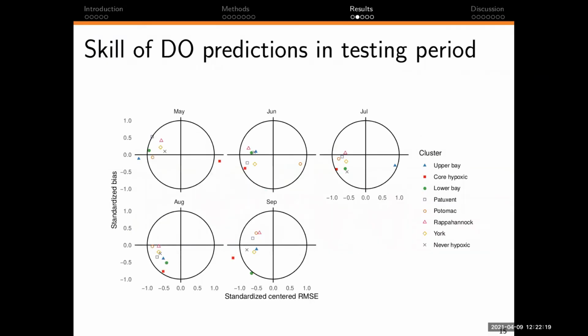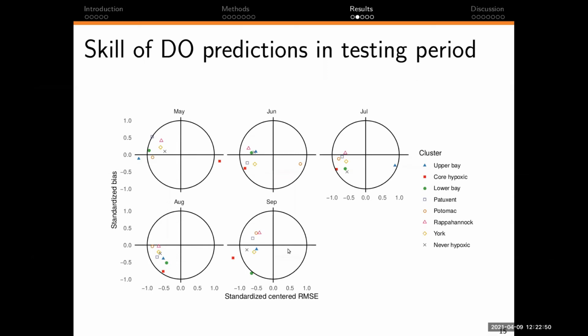So to aggregate this, I looked at target diagrams and looked at the average predictions over those different regions compared with the average observations from the same regions. And I've shown it here in target diagrams. So if you haven't seen these before, they plot the centered root mean square error, or the unbiased root mean square error, compared with the bias. And then the total distance from the origin here is equivalent to the total root mean square error.